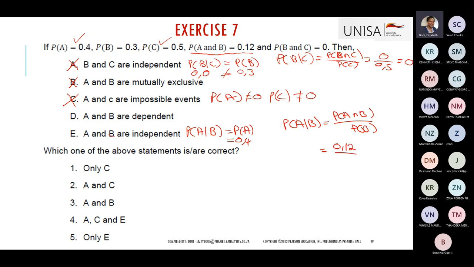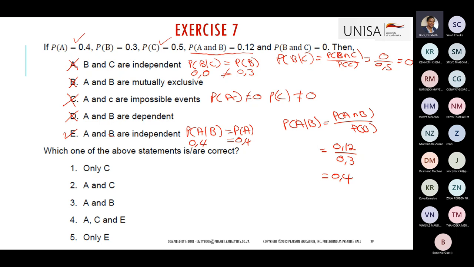0.12. What is the probability of B? 0.3. And what is the answer? 0.4. Therefore it's 0.4. So are A and B independent? They are independent. Are they dependent? No, they are not. Because if they were not independent, then they would be dependent.